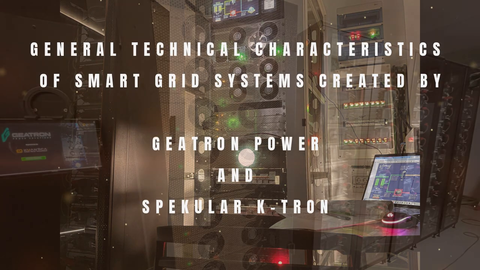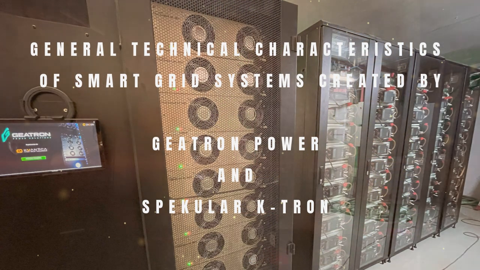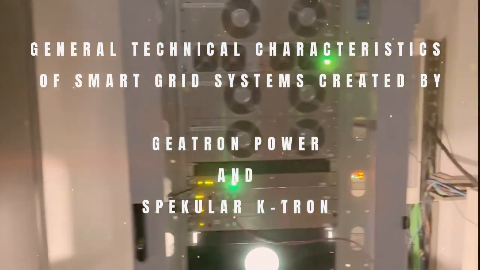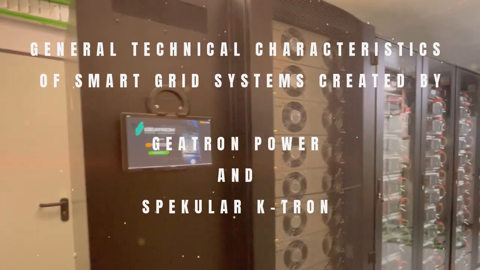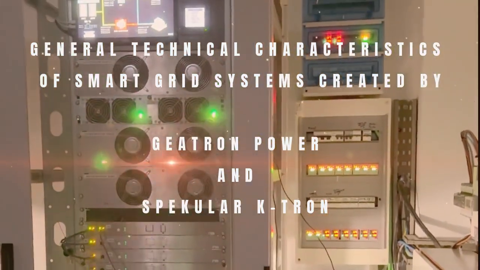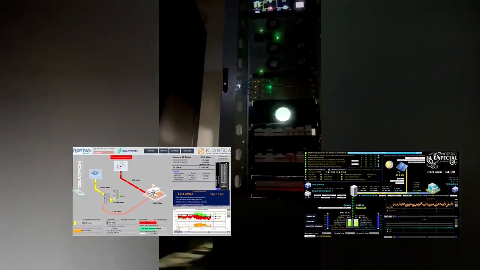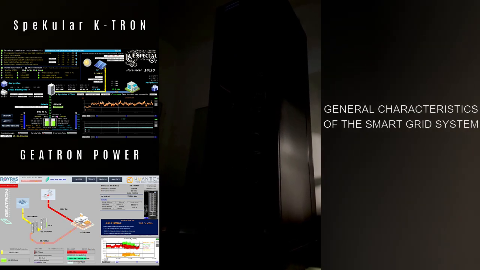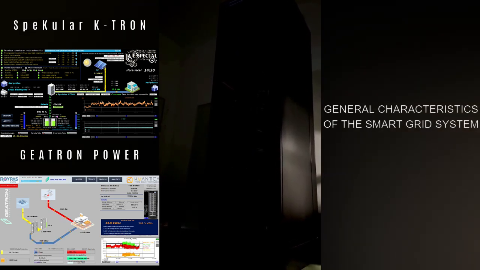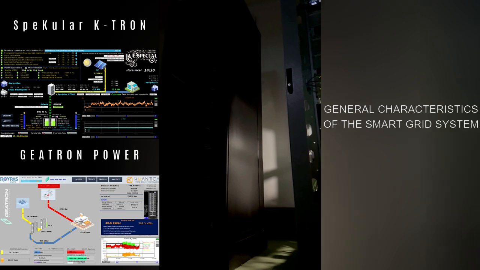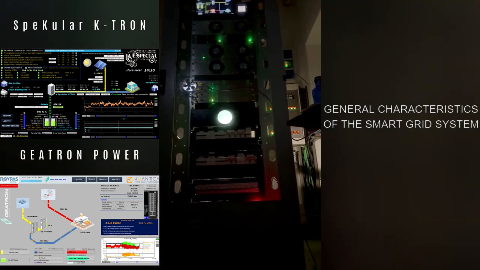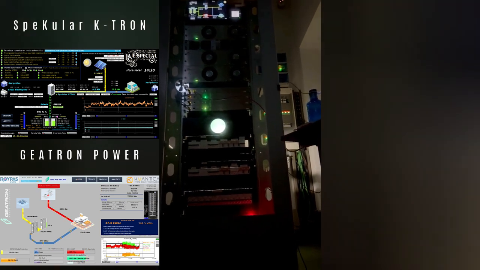General technical characteristics of smart grid systems created by Geatron Power units for parallel operation with the grid and Spekular Tron for isolated operation from the grid. General characteristics of the smart grid system. Transportable, plug-and-play connections, modular and expandable with standardized measurements, flexible with the ability to modify the mode of operation.